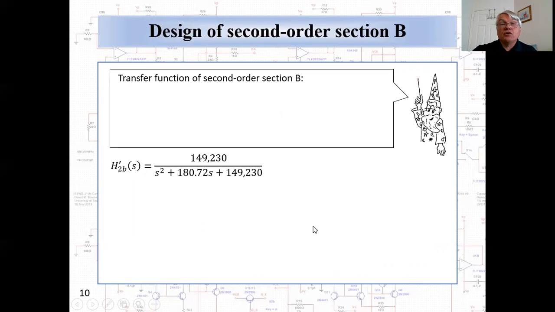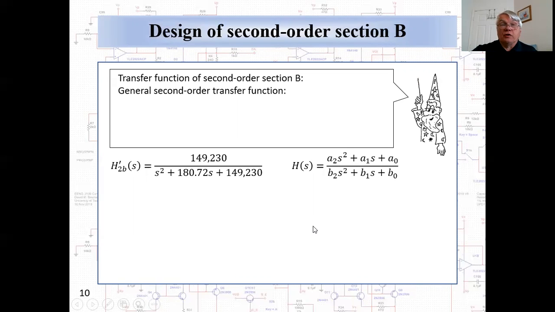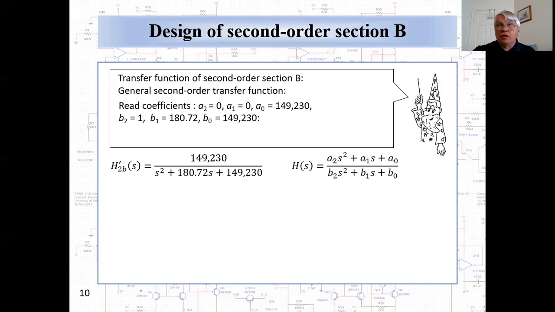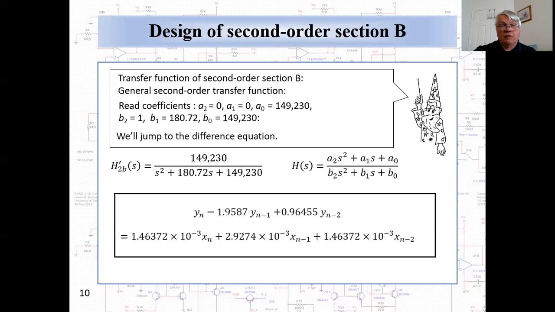Now, transfer function of second order section B. Here again is the general second order transfer function. We read the coefficients. And in this case, it's just crank turning, plugging numbers in. We'll just jump right to the difference equation. And there it is.